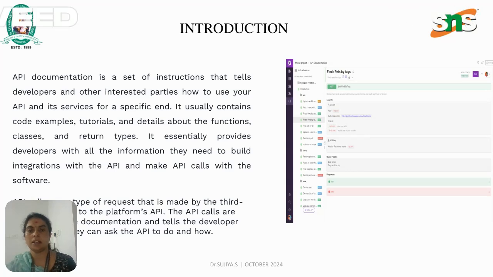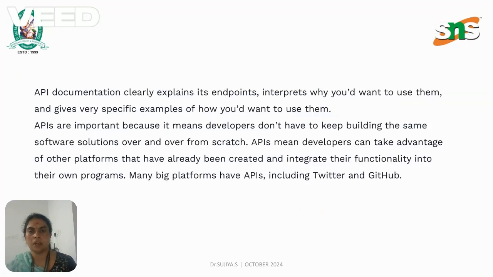It usually contains code, examples, tutorials, and details about the functions, classes, and return types. It especially provides developers with all the information they need to build or integrate with an API and make API calls with the software. API documentation clearly explains its endpoints, why you would want to use them, and gives very specific examples on how you would use them.